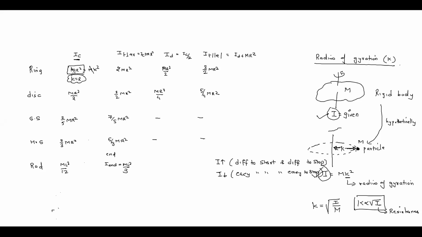Now, if I ask what is the radius of gyration for a ring about a tangent perpendicular to its plane, what will you do? You will equate this answer with m k square. The m cancels, so what is the value of k? It is √2 R. So the radius of gyration for this axis is √2 R.